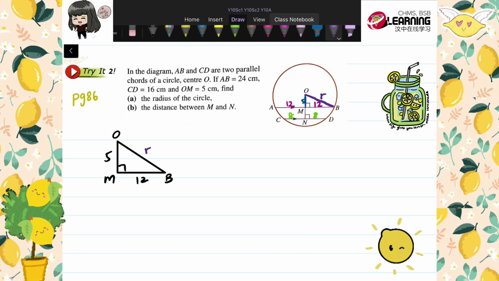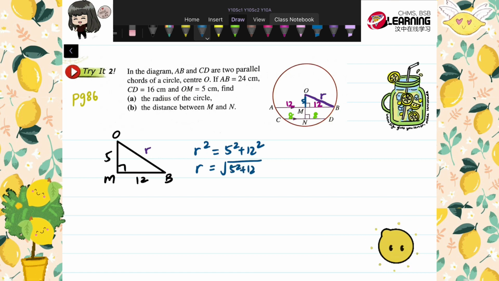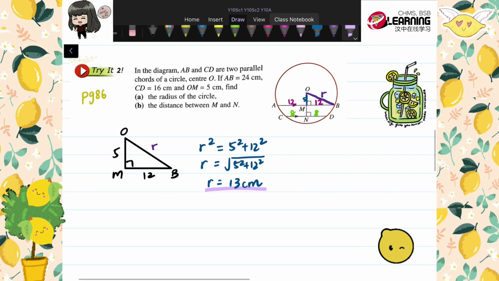OB is your radius. So to find that radius, what do we do? We use Pythagoras theorem. So r squared equals 5 squared plus 12 squared. So r is the square root of 5 squared plus 12 squared. So your r is 13. This is your answer for part A.